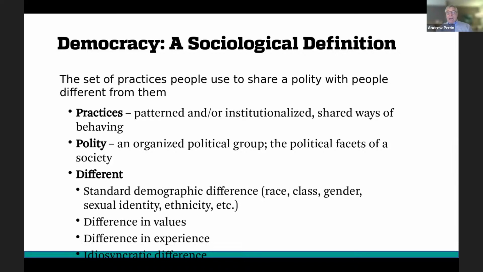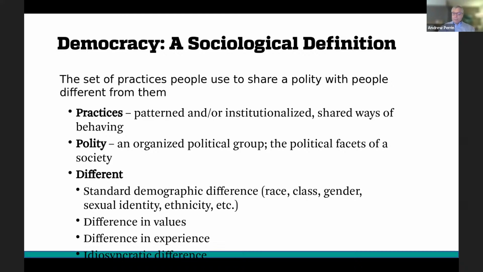And then finally, I want to point out what I think is the most important piece of this: we use these practices to share a polity with people who are different from us. Indeed, sharing a polity with people who were the same as us would be trivial as a problem, right? If everyone's the same, everyone has the same preferences and principles, same values, there's no problem. There's no need for democracy. So democracy is the tools and practices that we use to share polities with people who are different from us.